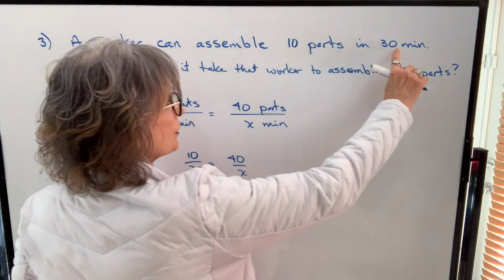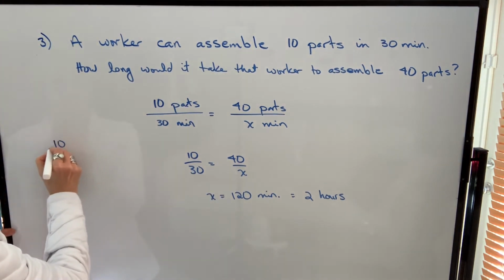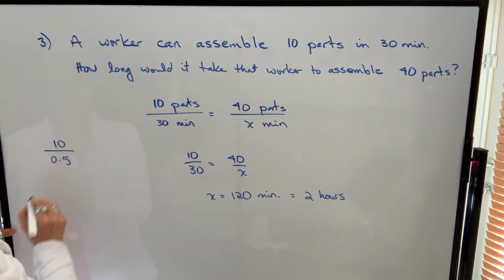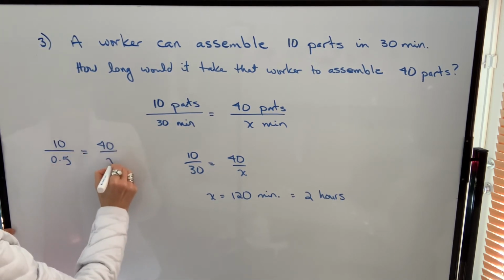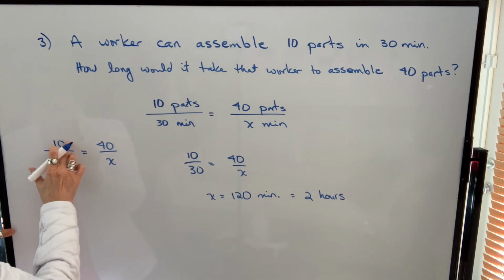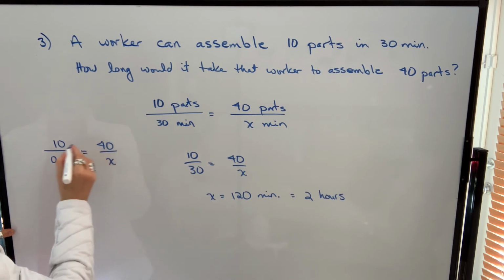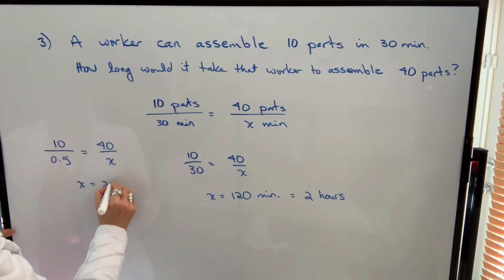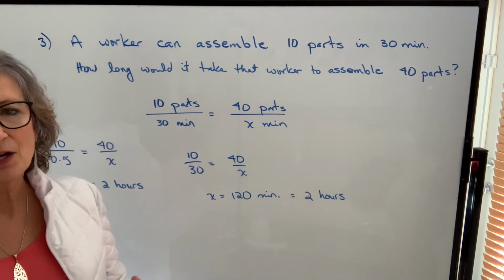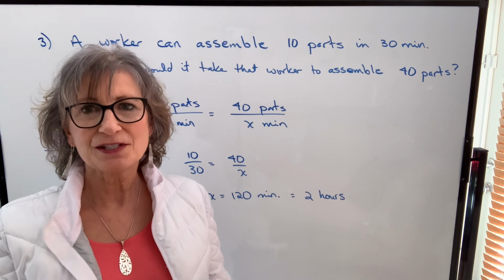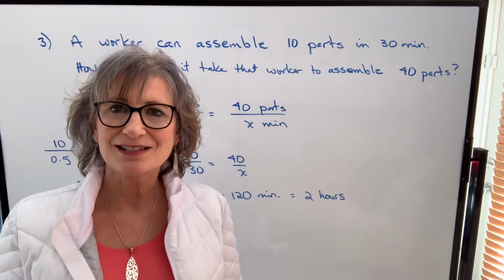We could have worked with our time in hours to begin with. We could have had 10 parts over half an hour, 30 minutes is 0.5 hours, equals 40 parts in x hours. So we could have worked in parts over time in hours, number of parts, time in hours, and when we cross multiply, we'll get 2 hours that way as well. It doesn't matter as long as both units for time are the same, as well as both units in the numerator are the same. Let's do one last example.